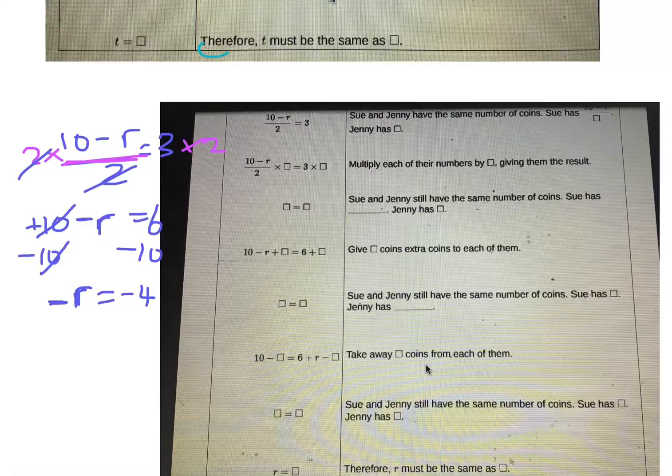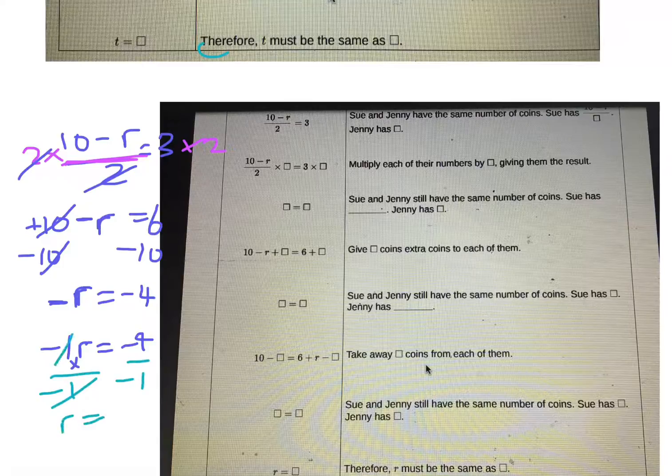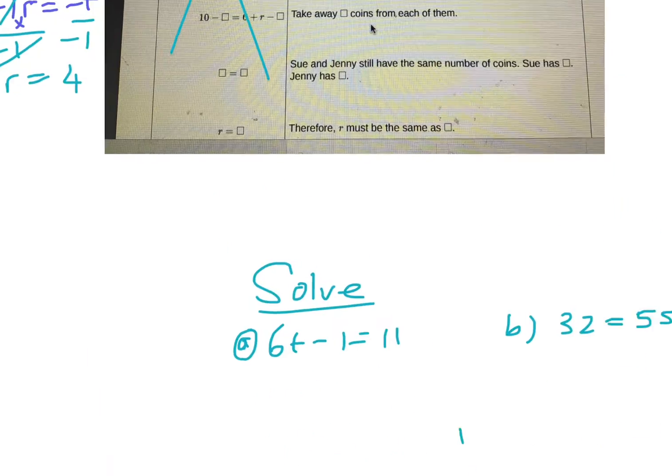And now minus r equals minus 4. Now that's the same as having minus 1r equals minus 4. So the number here to get rid of is the minus 1. And the opposite to timesing by minus 1 is dividing by minus 1. So they cancel out. Minus 4 divided by minus 1 is positive 4. Just don't do it that way.